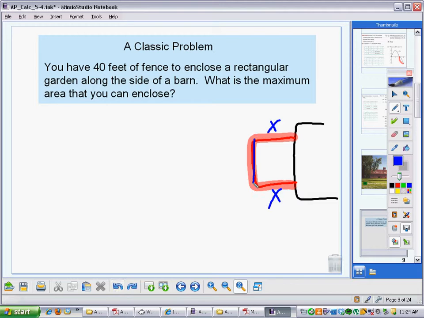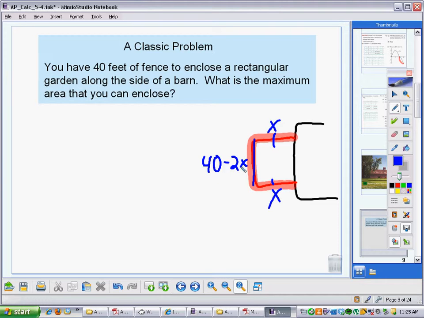Any thoughts on how we get that side if we know this side is x? William? 40 minus 2x. That's perfect. It's the whole length 40, but you take away these two top and bottom sides, that guy and that guy. So it's 40 minus 2x. The thing you always want to ask yourself is, what's the question? Luca, what's the question? What's the maximum area that you can enclose?